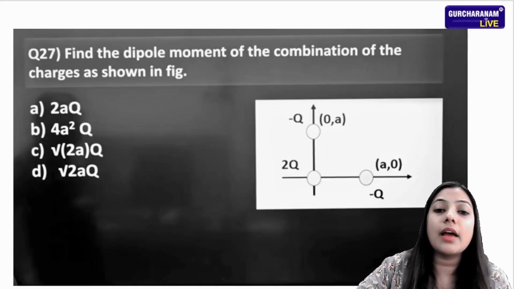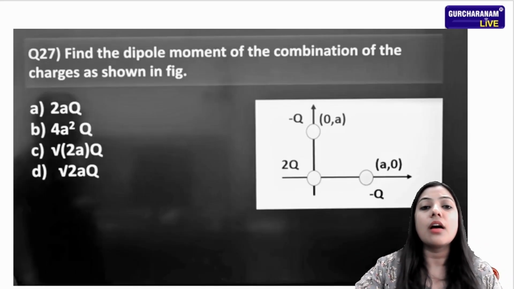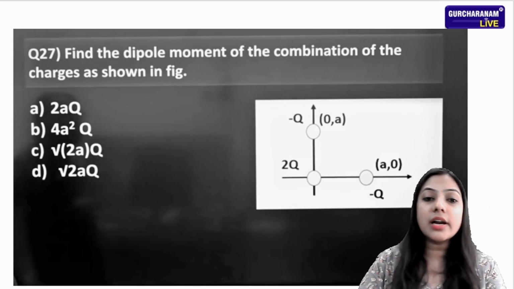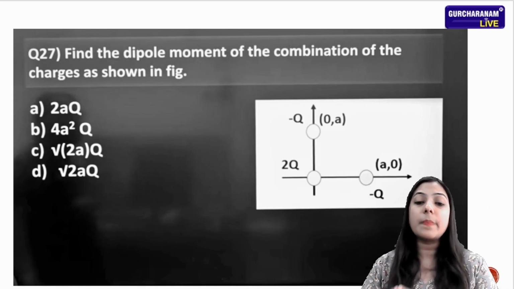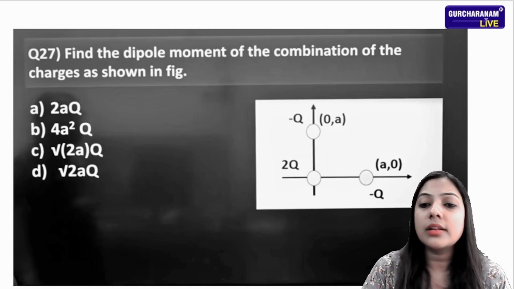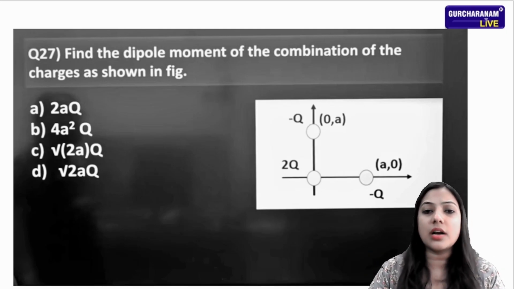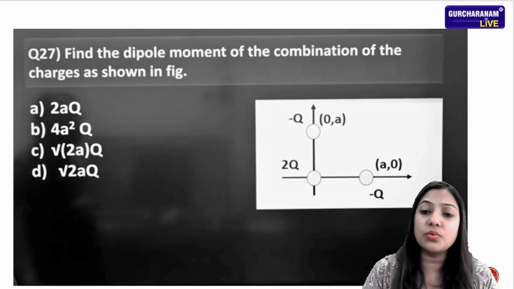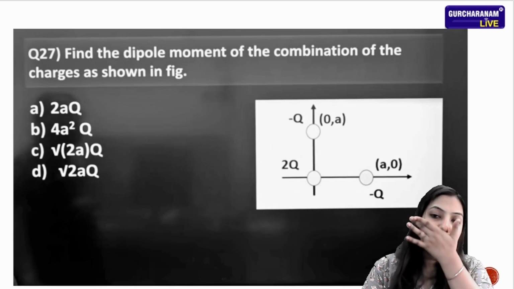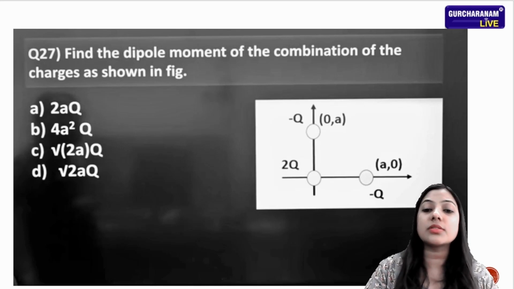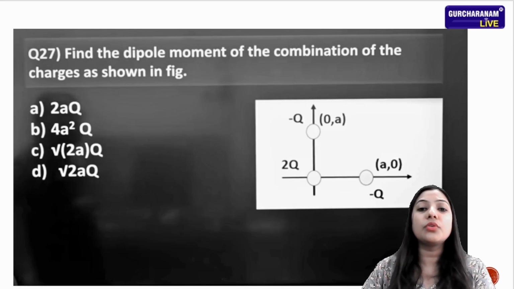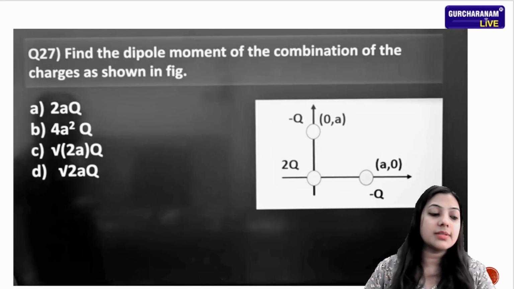Now I have one more question for you guys. Find the dipole moment of the combination of the charges as shown in the figure. You can see in the figure, there is a combination of charges, Q and minus Q, 2Q, and the dimensions are also given. So what do we have to find? We have to find the dipole moment due to the combination of charges.